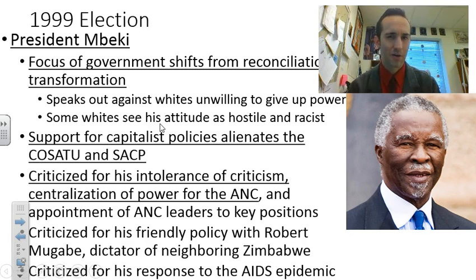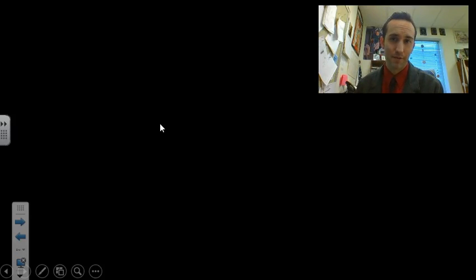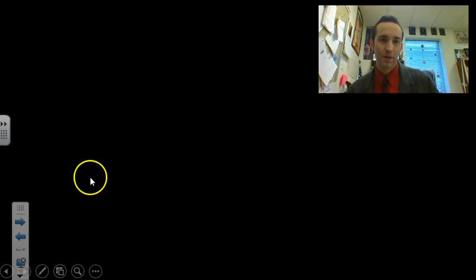He's also very criticized for his friendly policy with Robert Mugabe, who was the dictator of neighboring Zimbabwe. Worldwide, people criticize Mugabe as a dictator, but he's their neighbor, and so he's willing to work with them. Also very much criticized for his response to the AIDS epidemic, and they feel that he didn't work hard enough on that. And that's it on South Africa at this point.